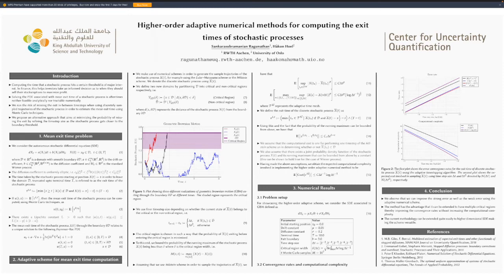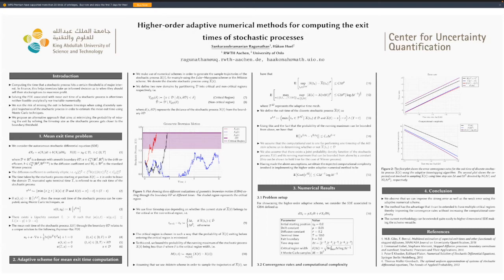So on bounding this probability, we see that we are able to achieve a strong error rate of order delta t. And with regards to the computational complexity, we see that the expected cost involved in implementing this adaptive algorithm is of order delta t to the power minus 1 times log delta t to the power minus 1.